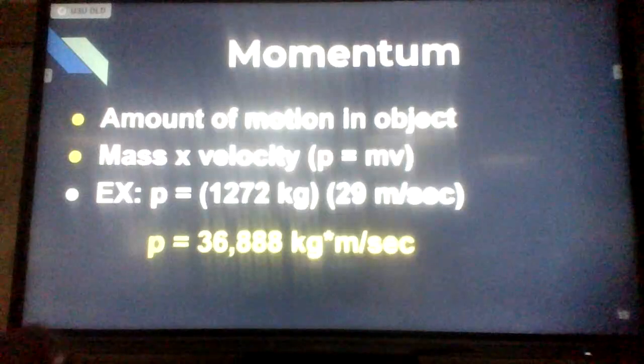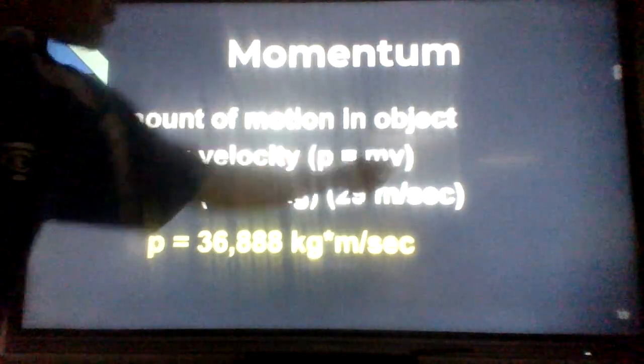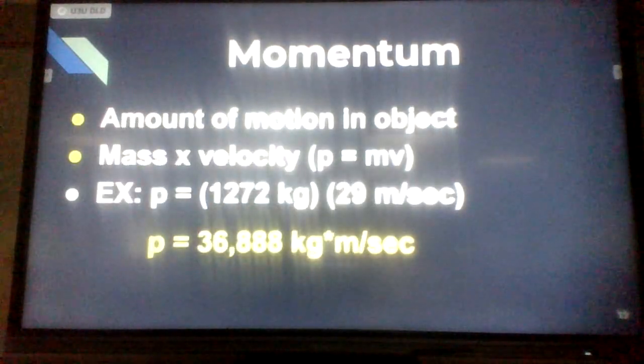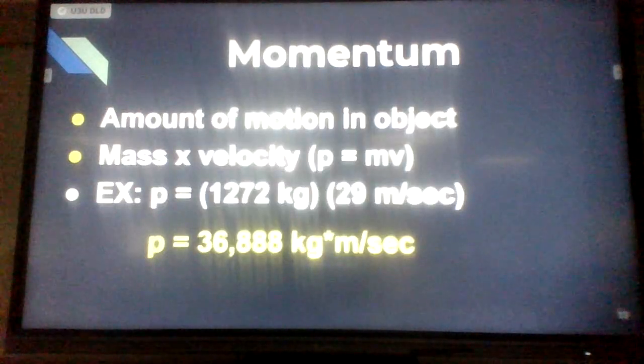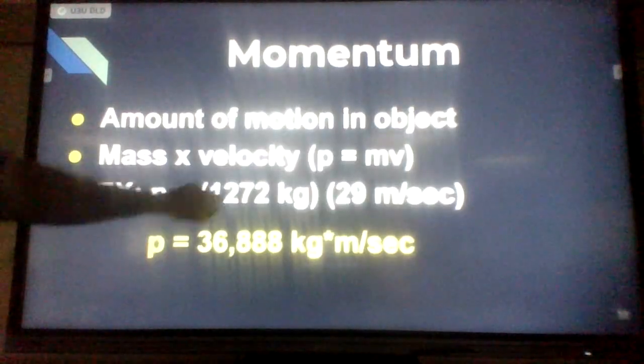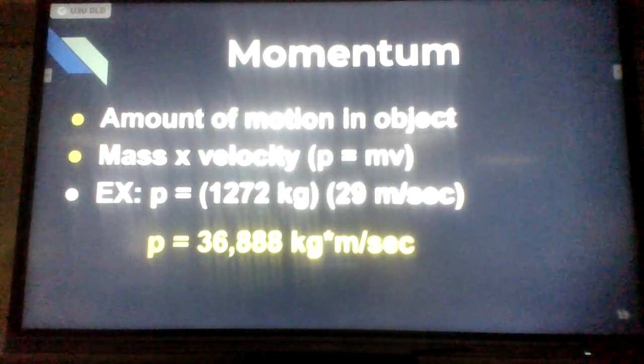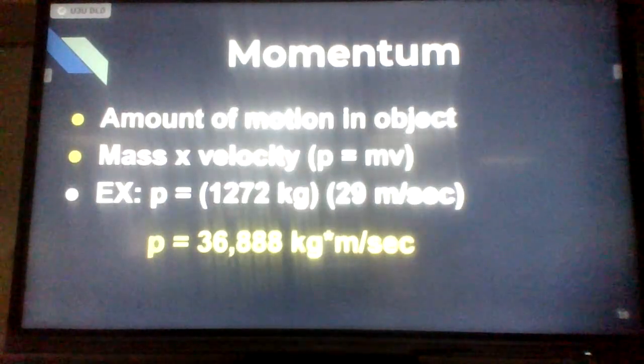And that little star up there on the computer, that's how we say times. All I did was multiply mass times velocity. So mass times velocity right there. Multiply the numbers together. Now if I know the momentum and one of these, I will simply divide to get the missing one. We're going to do that quite a bit in these physics chapters.